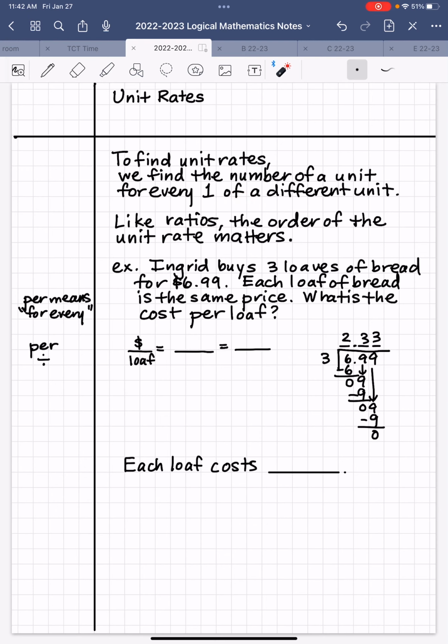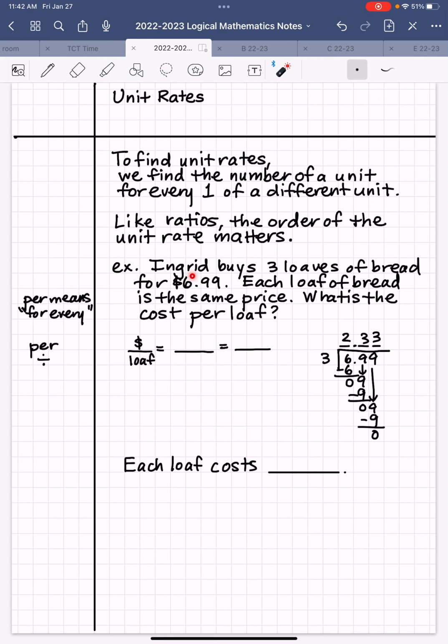a different unit. Okay, so a common example of this would be if you're driving on the highway, you see a sign that says 65 miles per hour. That means 65 miles, so that's a number of the miles unit for every 1 mile, okay? And that'll happen every time. So another mile is another 65, another hour is another 65 miles. Like ratios, the order of the unit rate matters. So the order in which the rate is being asked is the order in which you have to write it.